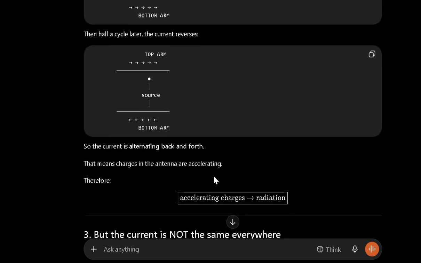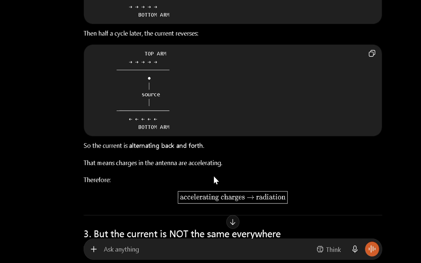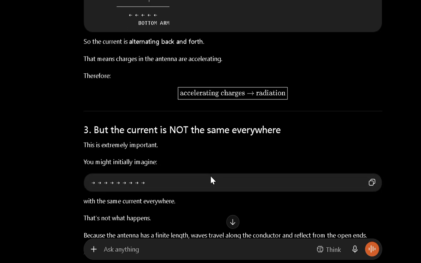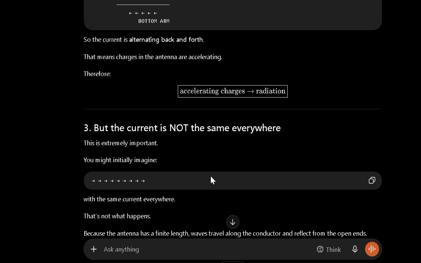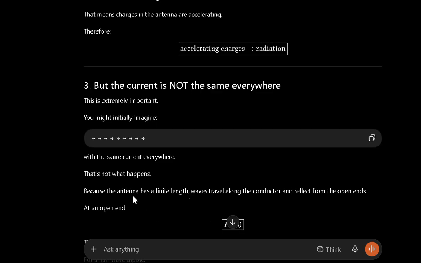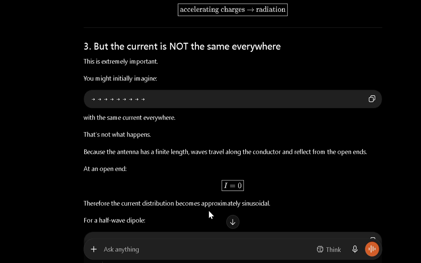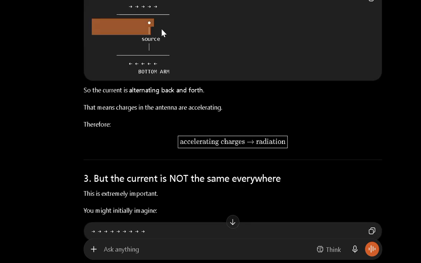Due to this alternating back and forth, accelerating charges produce a radiation field, but the current is not the same everywhere. This is extremely important. You might initially imagine it is the same current everywhere, but that's not what I mean. Because the antenna has a finite length, the wave travels along the conductor and reflects at the open ends.